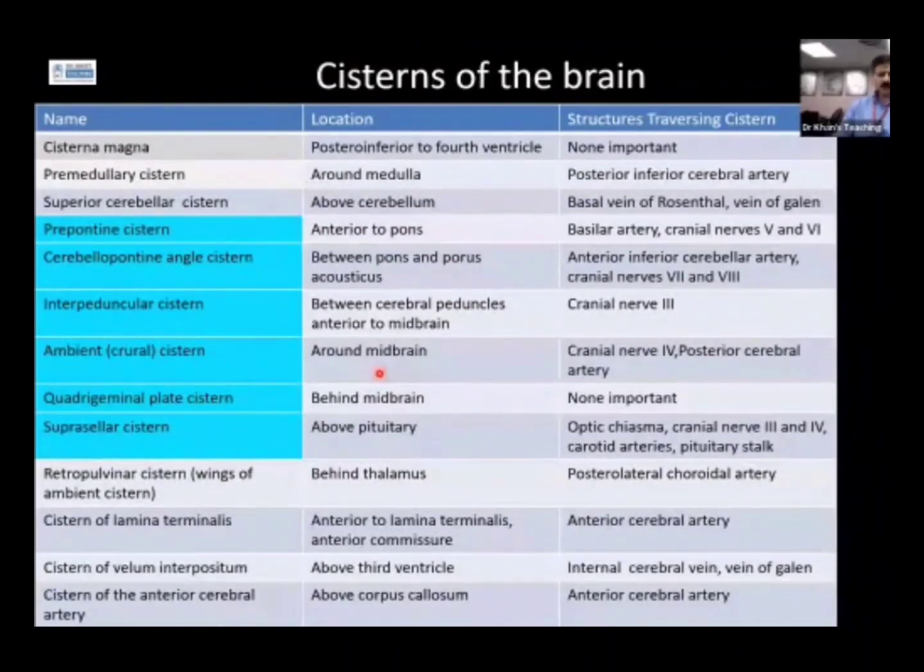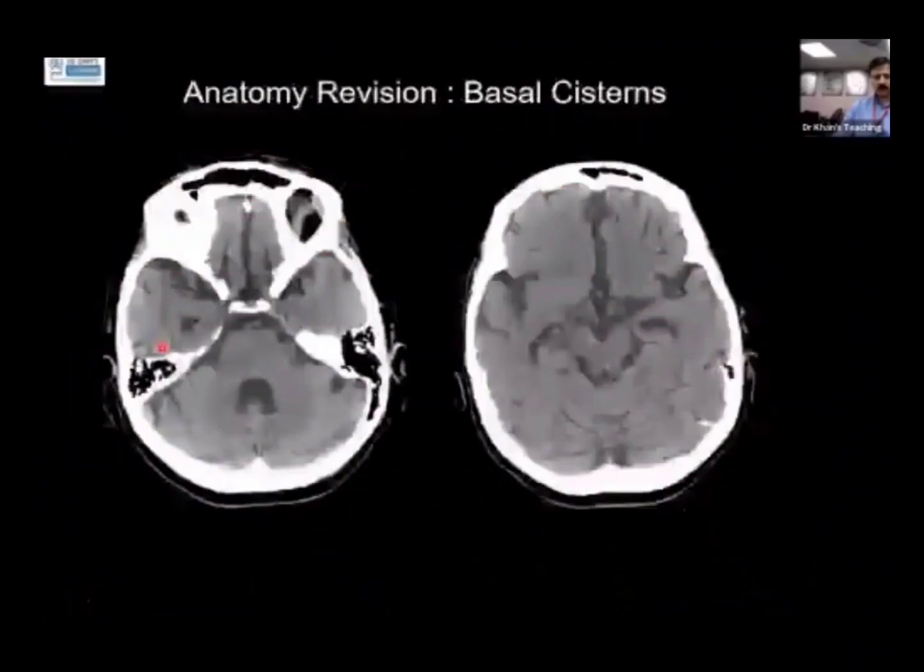Basal cisterns are critical, and similarly, the CSF spaces up in the vertex are critical. So important basal cisterns are around the midbrain, prepontine cistern, cerebropontine angle cistern, interpeduncular cistern, ambient cistern, quadrigeminal cistern, suprasellar cistern. These are critical in the trauma world, and I will tell you why. Similarly, sulci are critical, and you have to go till the vertex and see it again and again. I'm just recapping it. I'm not going to teach you all of these because you know it.